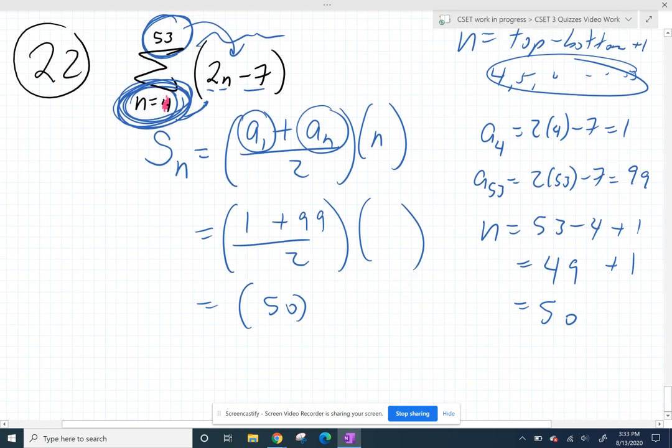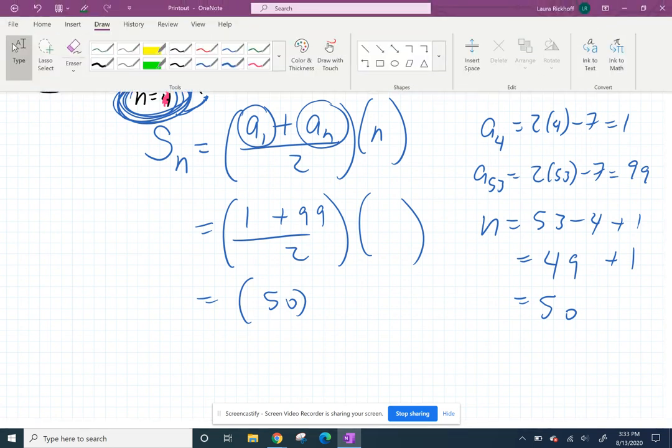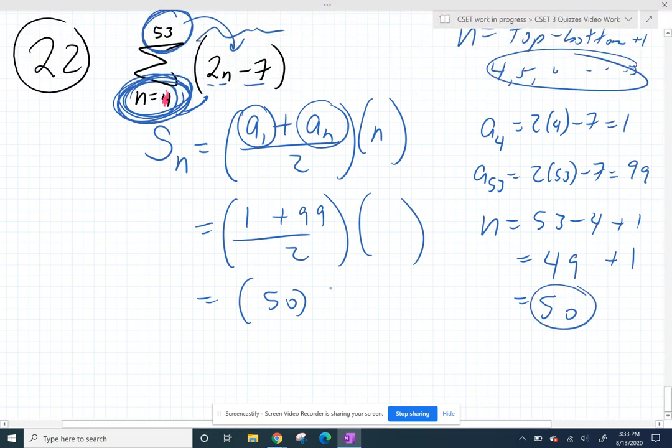So back to where we were, so there are 50 terms. So if you have 50 times 50, that sum is going to be 2,500.